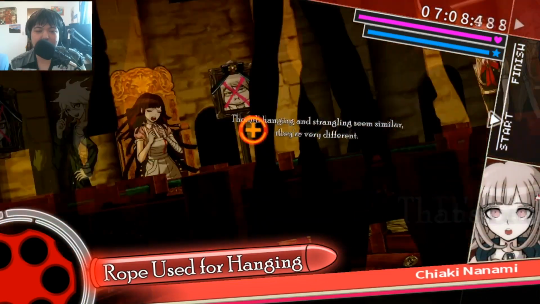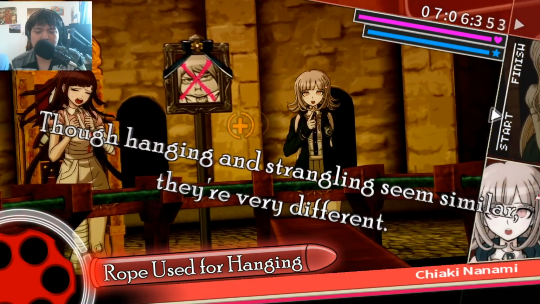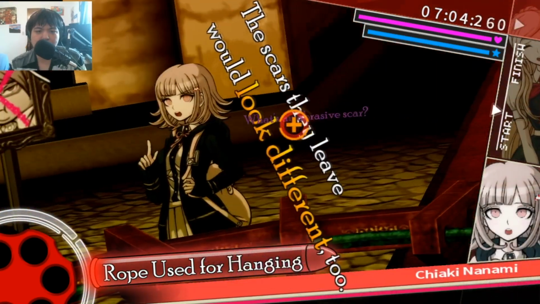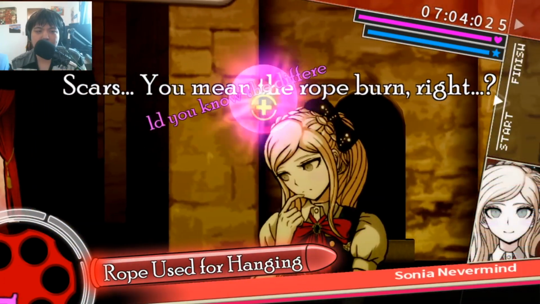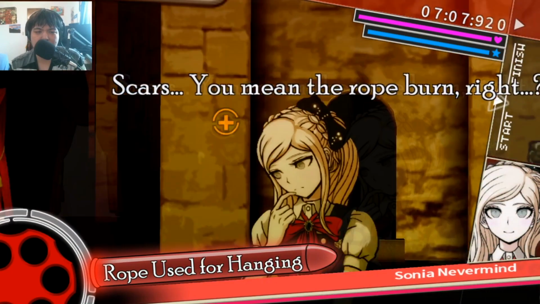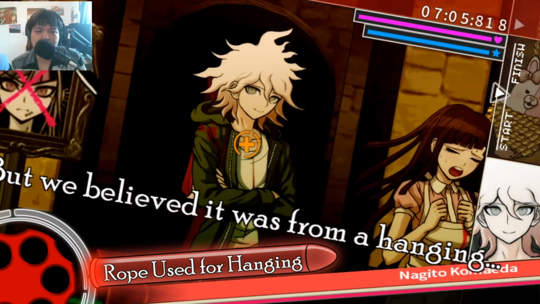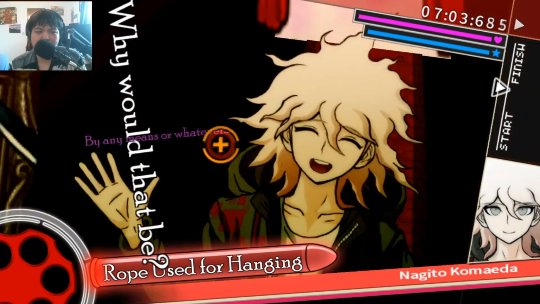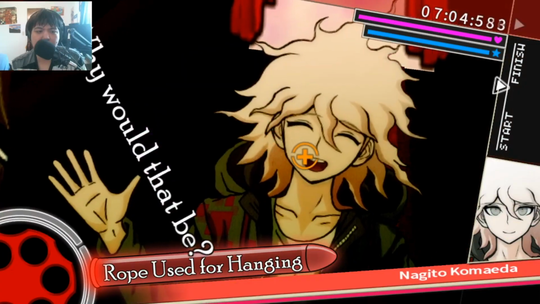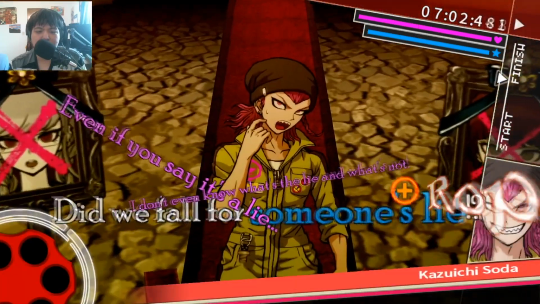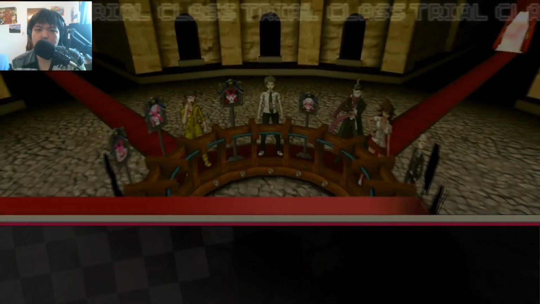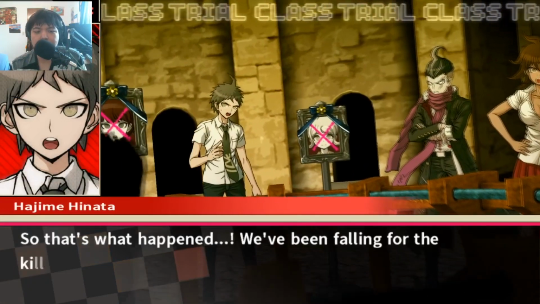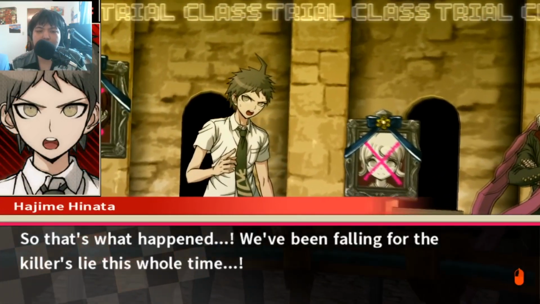Yeah, but though hanging and strangling seem similar, they're very different. The scars they leave would look different too. Scars? You mean the rope burn, right? But we believed it was from a hanging. Why would that be? Did we fall for someone's lie? Yes, it does. That must be it. Mikan was the one who lied about the whole autopsy report. So that's what happened. We've been falling for the killer's lie this whole time.